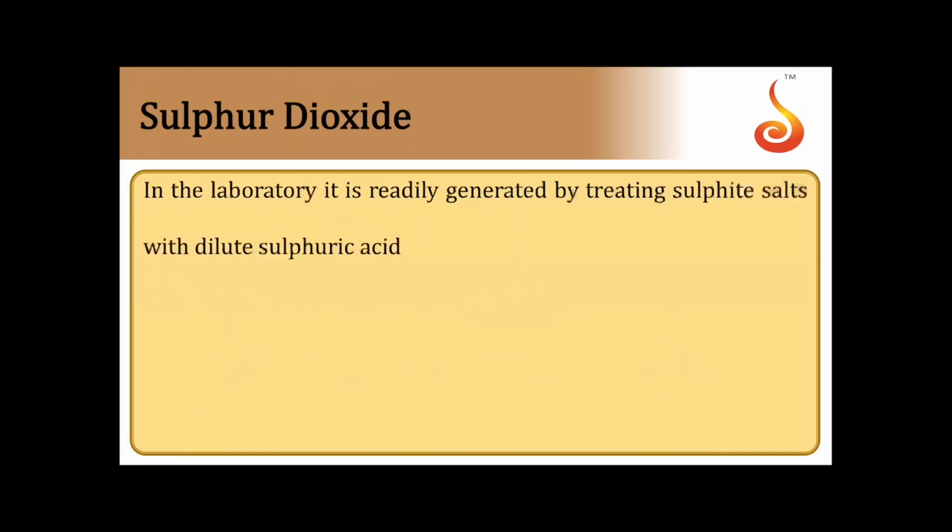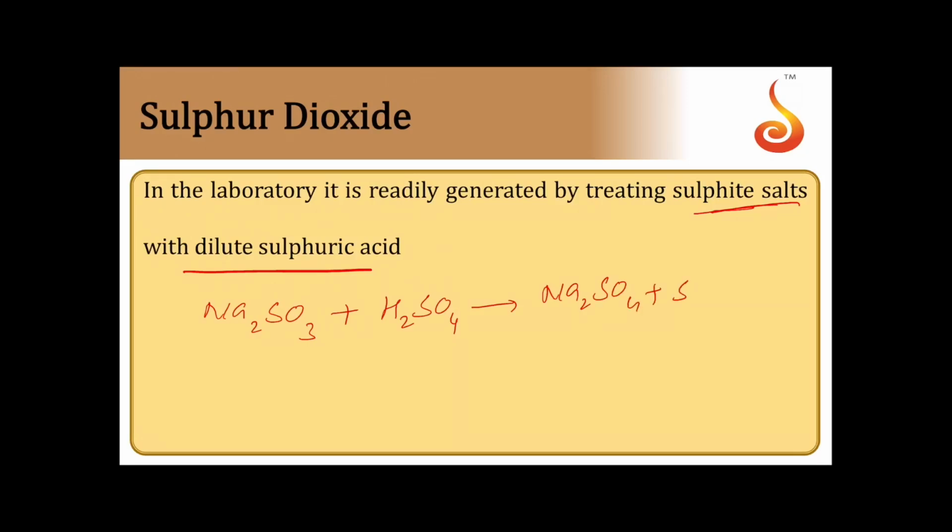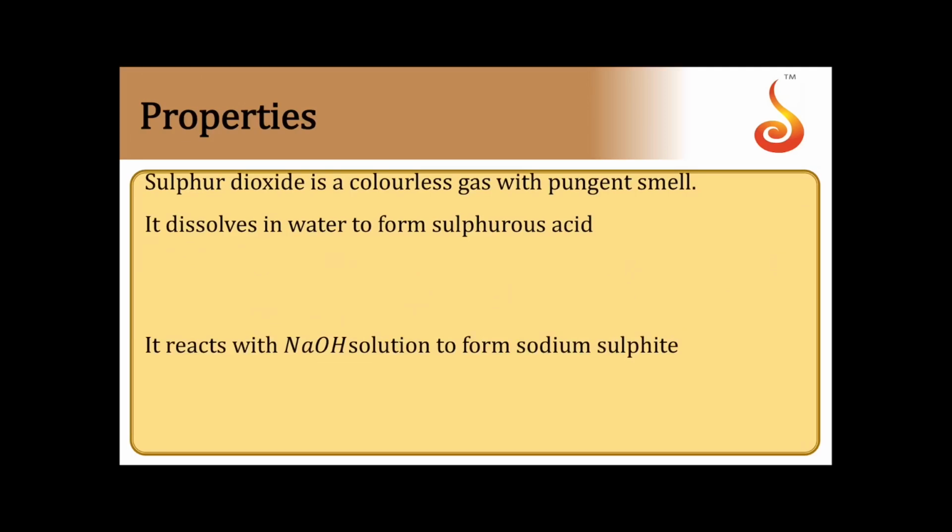Then in the laboratory it is prepared by treating sulfite salts with dilute sulfuric acid. Sulfite salts are taken, for example sodium sulfite, Na2SO3, with sulfuric acid, H2SO4, giving rise to Na2SO4 plus sulfur dioxide plus H2O. So sulfur dioxide is formed by the action of sulfuric acid on sulfite salts in the lab. Let us now take the properties of sulfur dioxide. Sulfur dioxide is a colorless and pungent smelling gas.